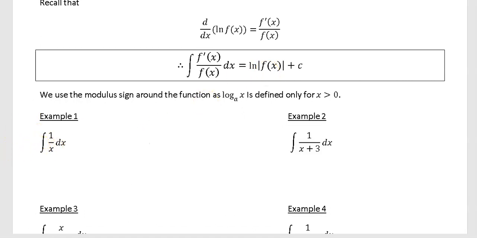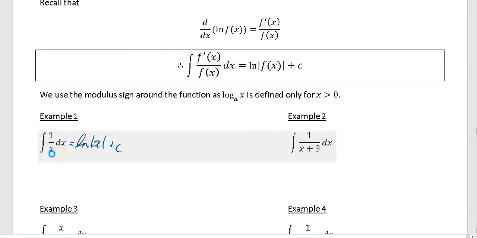Here is the first one, a very easy one, and we've already talked about these standard results. This is just going to be integrate 1 over x, you get ln of modulus of x plus c. We've got f of x on the bottom line, which in this case is x. If you differentiate x, you get 1, so it's in the form that we want.